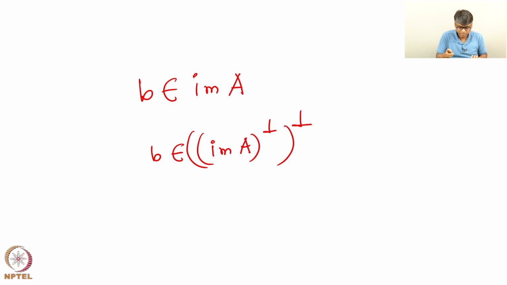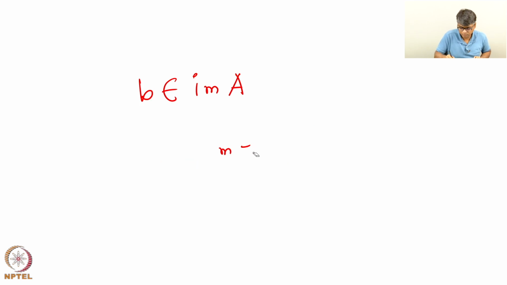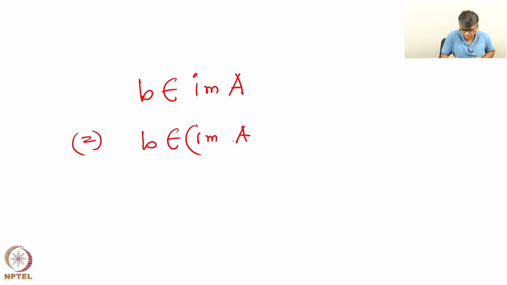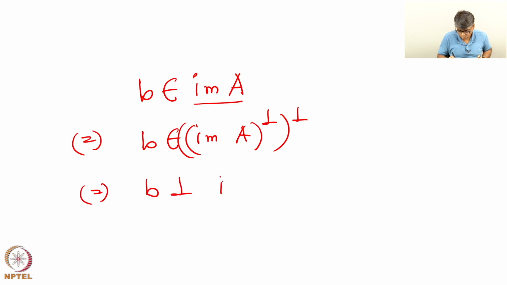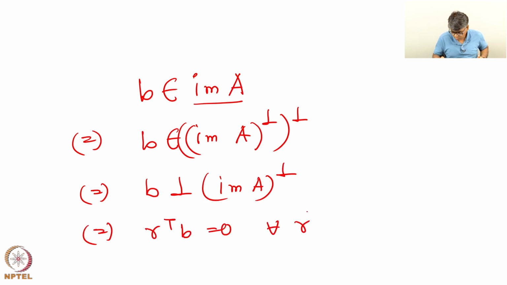So let me rewrite it so that you understand it well. This is the same as saying b is in the image of the double perp, because in linear algebra, for subspaces, double perp is the same space. This is if and only if b is orthogonal to the orthogonal complement of A. That's the same as saying R transpose b is equal to 0 for all R transpose such that R transpose A is equal to 0.